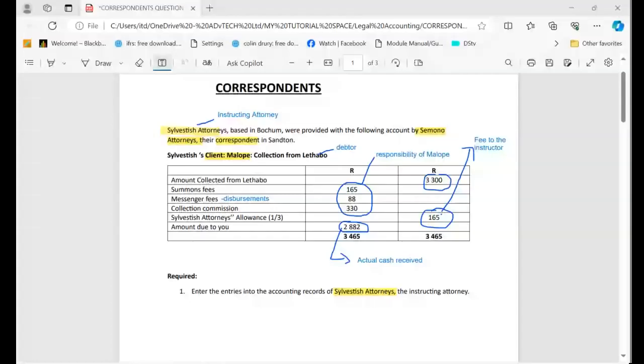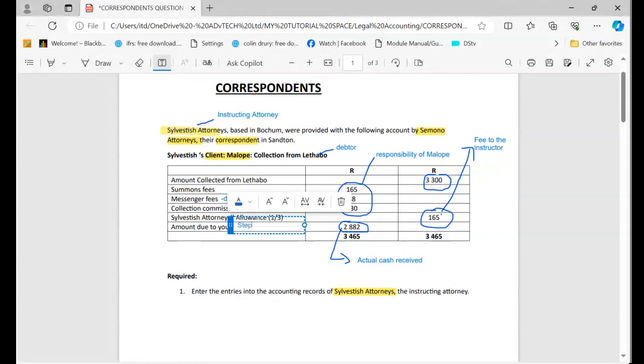Now let's record in the books of accounts. So now it's time for us to record. We have analyzed the information. We know who is the instructor and we know who is the correspondent. So the first thing that we must always start with, I'm going to number this. Let me just write step number 1. Maybe it will make sense.